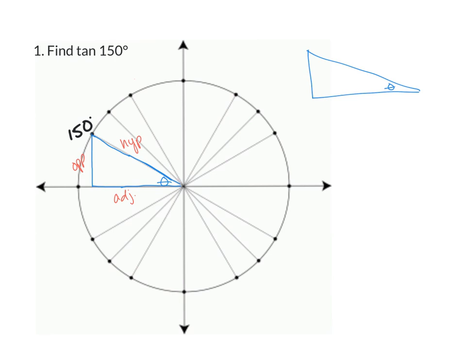Remember the hypotenuse goes all the way from the center of the circle to the edge of the circle. That means it is a radius. In a unit circle, the radius is always 1.